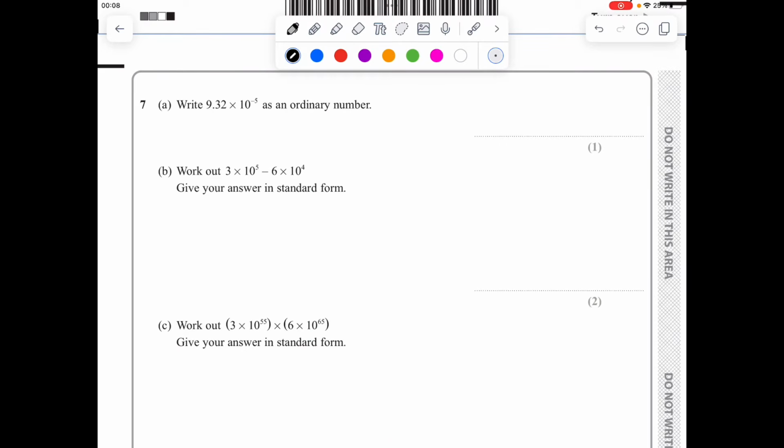Part A of question 7 is 0.0000932. For part B, I'll keep the first number the same and I'll rewrite the second one as 0.6 times 10 to the 5. So both numbers now are times 10 to the power of 5. 3 minus 0.6 will give me 2.4 times 10 to the power of 5.